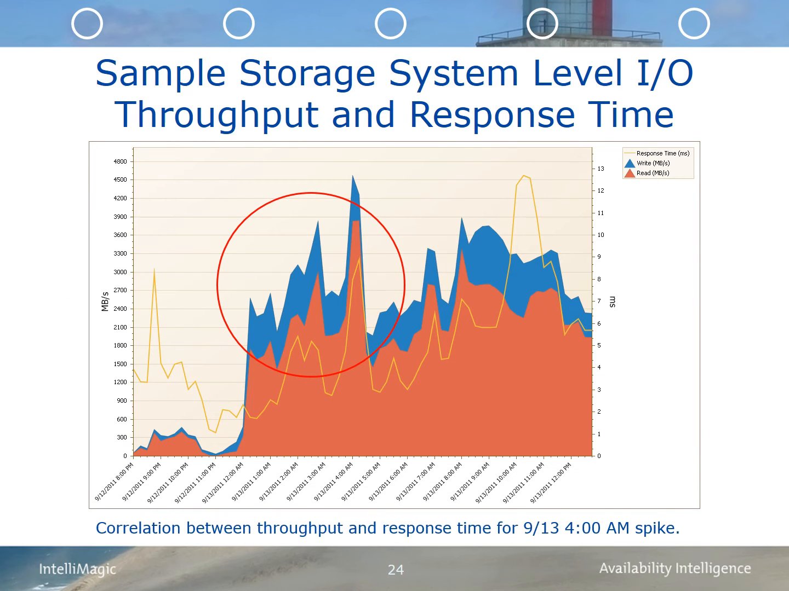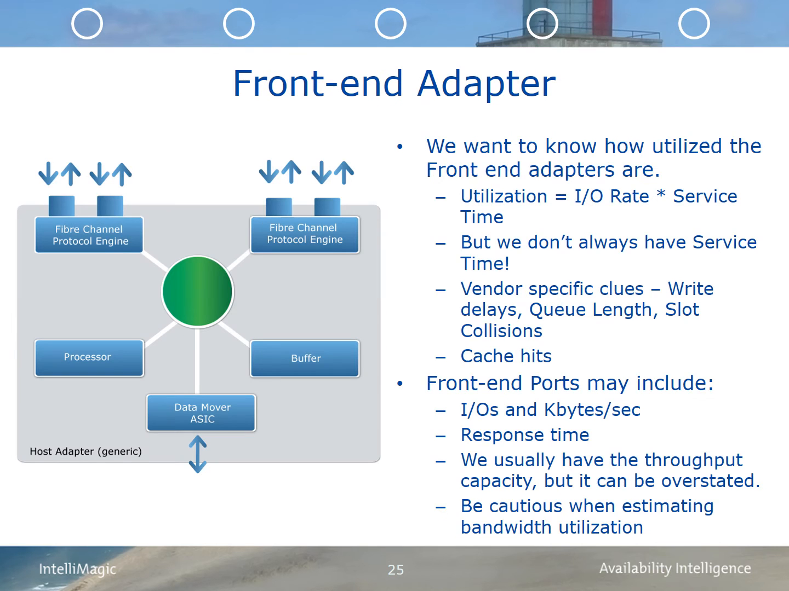So we can easily get the storage system level I/O throughput and response time, and we'll often see correlation like we do on 9/13 at 4 a.m. But then there might be a later period like 11 a.m. where there's not really any correlation. So it's important to have the ability to drill down further into the storage measurement. So as we walk through the storage system components, the front end consists of the connectivity to the host, and that is the first thing we want to look at.